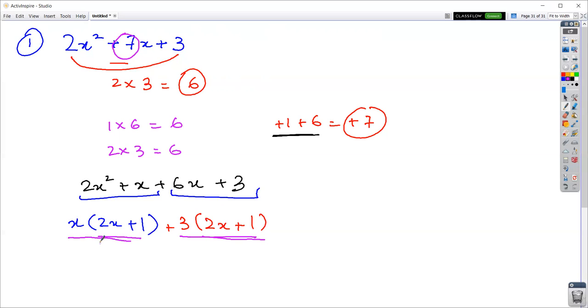Clearly, we can see that this 2x plus 1 bracket is common with both the terms. So we're going to write it down outside, which is 2x plus 1. And with the other terms, whatever the remaining part would go inside the bracket. So with the first term, we are having x. With the next term, we are having plus 3. So that would be the next bracket we are having. Again, you can check your factorization by expanding them out and you should be getting back to the original question.